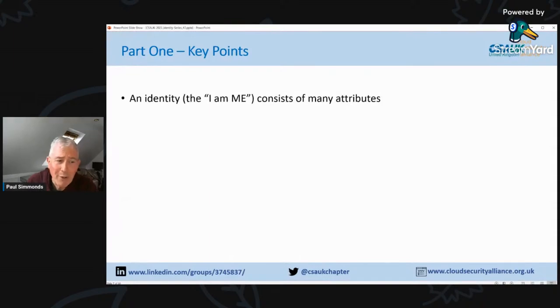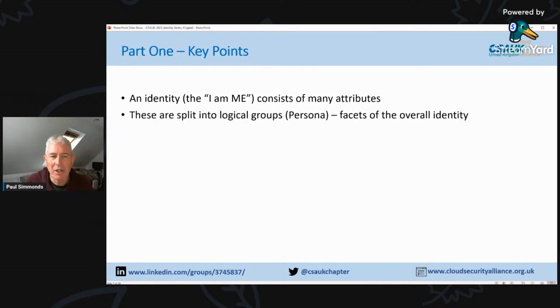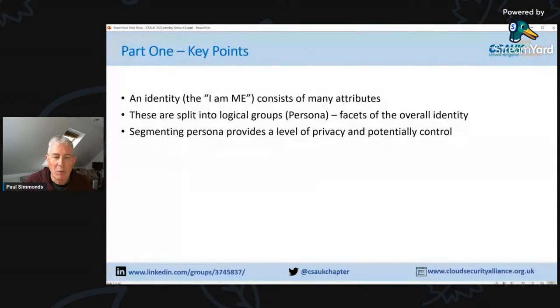So first of all, forget IT. And in fact, forget about IT for most of today. What we're talking about here is what identity actually is. So identity, the "I am me" bit, my overall identity consists of many, many attributes. And humans, and also I would argue for IT, split the attributes of our identity into logical groups, and we call them persona. They're facets of my overall identity. And by segmenting them as humans, we provide a level of privacy and potentially also control over those attributes. You do not need to know on this presentation my family persona, for example.